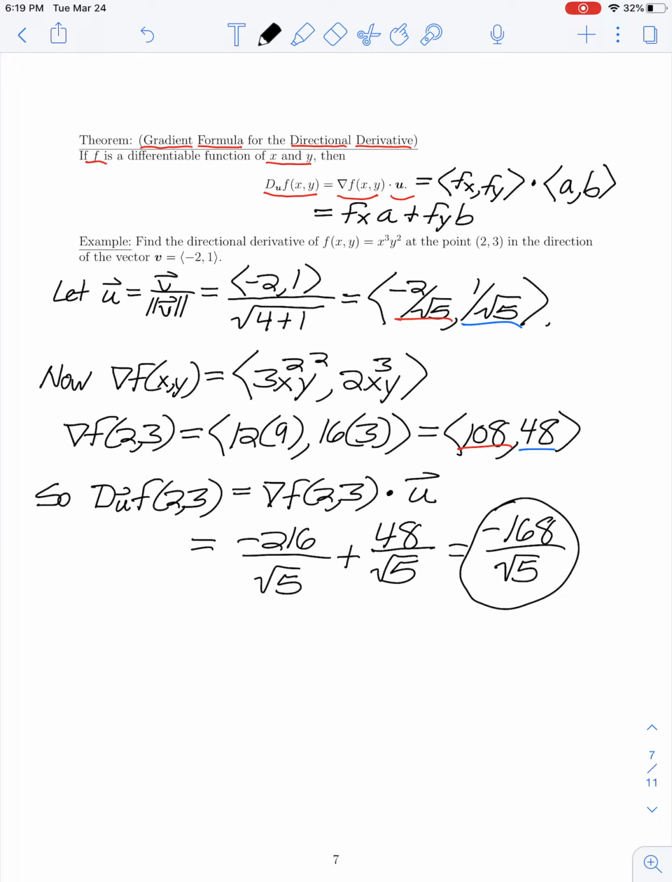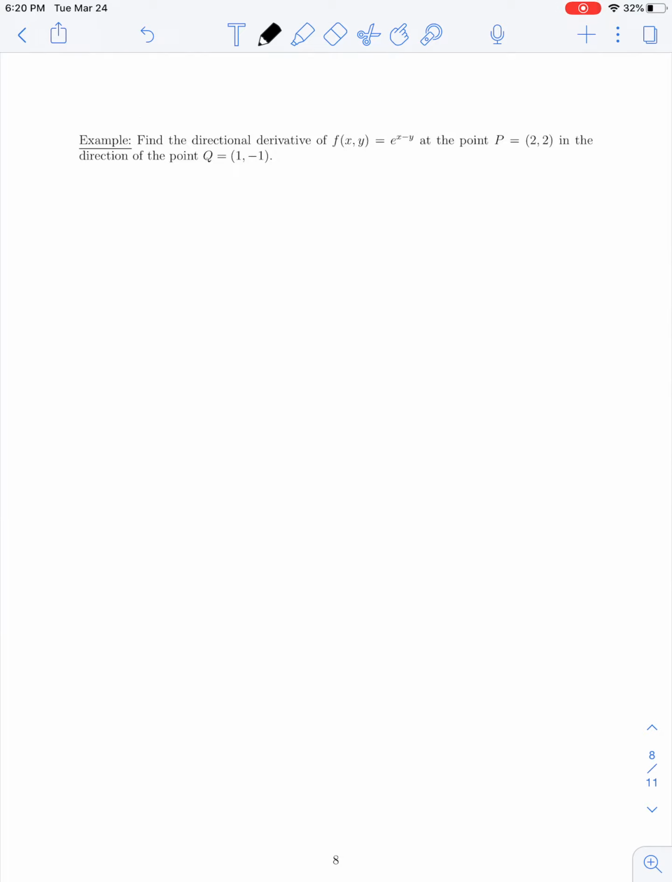So we can find the directional derivative in much the same way that we were doing earlier, but instead of finding the partial derivatives of f with respect to x and y separately, here we can now combine those partial derivatives as a single expression using the gradient vector. So let's look at another one of these.